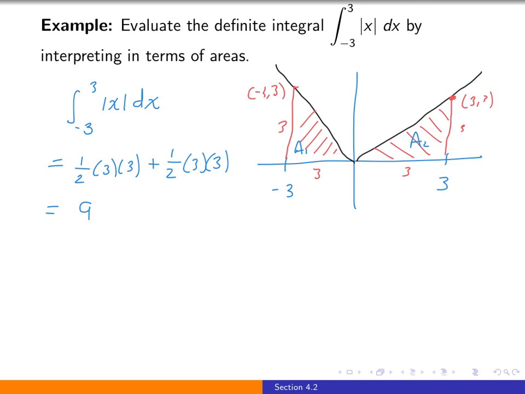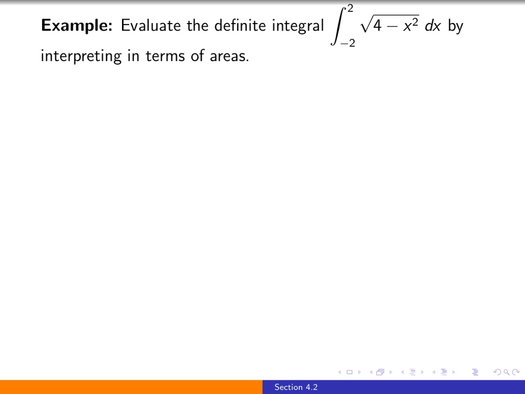So from this geometric perspective, we can very conveniently evaluate a definite integral, but note that there is a caveat here. It only works when the enclosed area is a familiar geometric shape. So let's look at another very common example: the definite integral from -2 to 2 of the square root of 4 minus x squared dx.